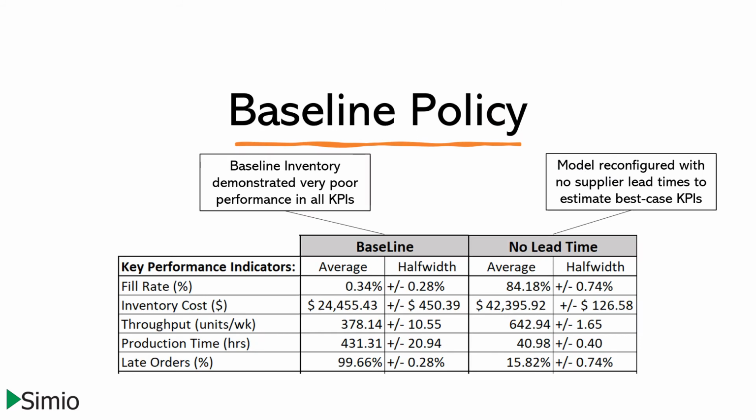Simulating the model's baseline configuration revealed that the factory was unable to meet customer demand with its current inventory policy. This policy led to a fill rate that was essentially zero in steady state, riddled with stockouts, and with throughput and production times unable to satisfy the customer demand. To further validate the model and set a benchmark for optimal performance, the baseline was resimulated with raw material lead times set to zero. After eliminating these lead times, the factory was, in fact, able to meet demand, suggesting the need for an improved inventory policy.